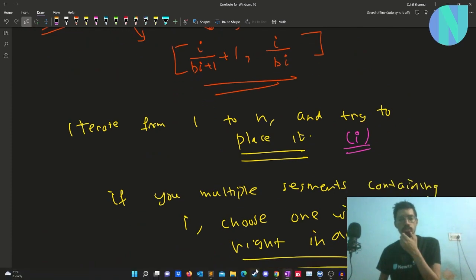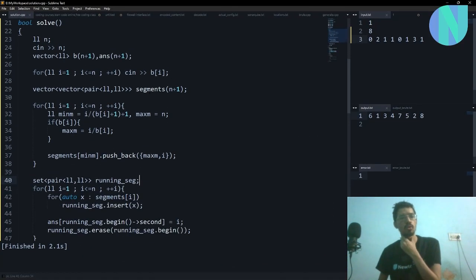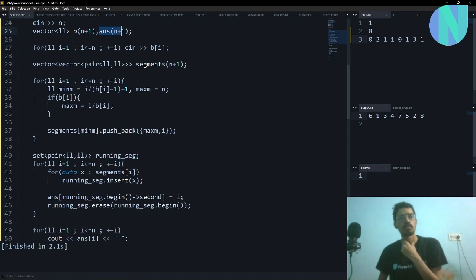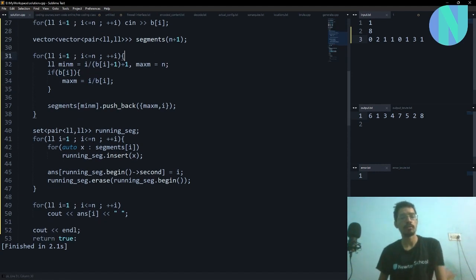So if you want to see my code for this, here's the code. So here I have my number of elements n, here is my array b, and here is my answer array. So first I keep track of segments, right? So here's a vector of segments. For every element in my array b, I find its minimum value, that is I over bi plus 1, and I find its maximum value. If my bi is not 0, my maximum value is I over bi, otherwise it is n itself. Then I will push my segment minimum dot pushback maximum comma I.